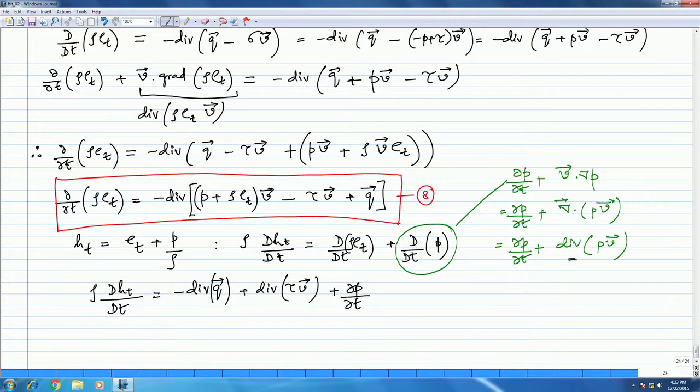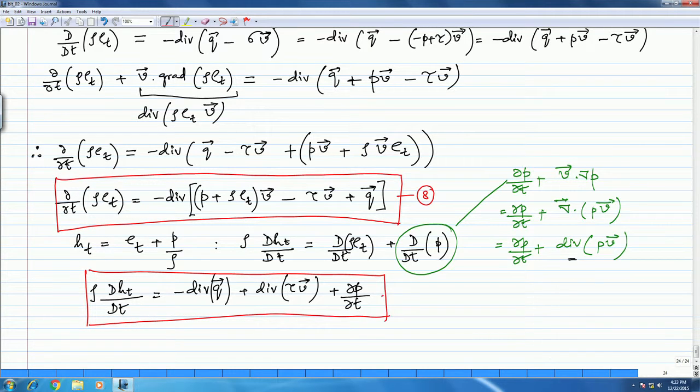So let us mark that here. Well, fine. Having come here, let us look at this now.